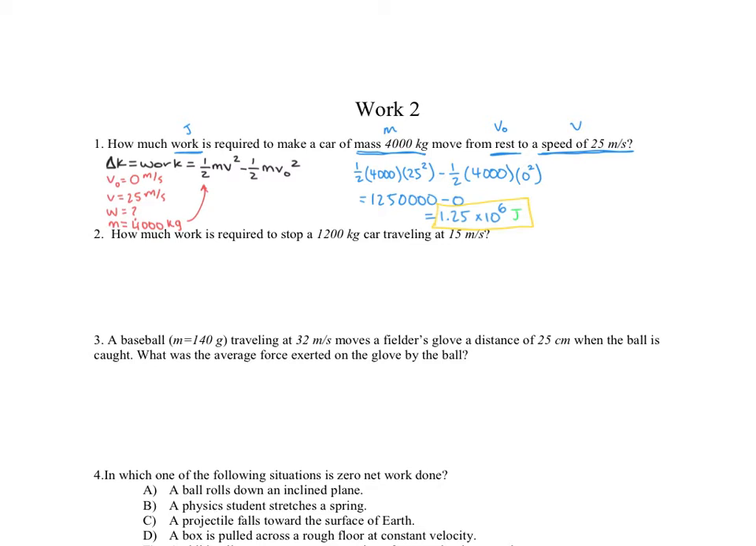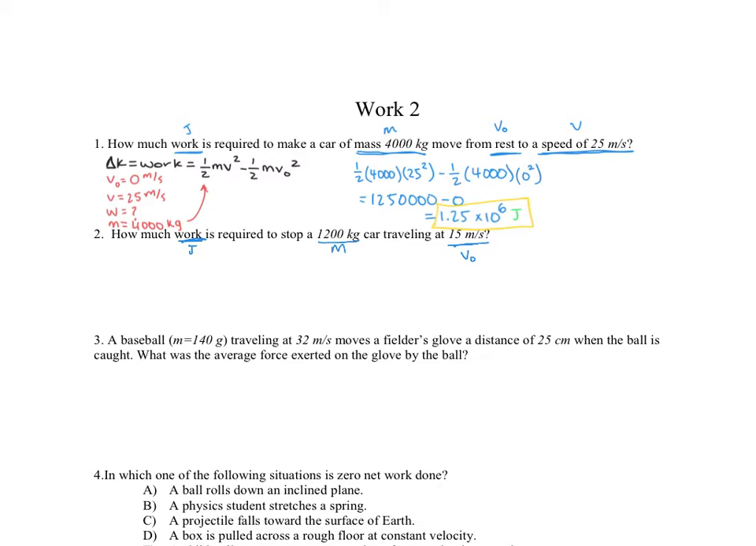Let's take a look at number 2. How much work is required to stop a 1,200 kilogram car traveling at 15 meters per second? Let's underline our important information here. We have how much work, so we're solving for work, which is in joules, required to stop a 1,200 kilogram car, so that's our mass, traveling at 15 meters per second, which is v naught.